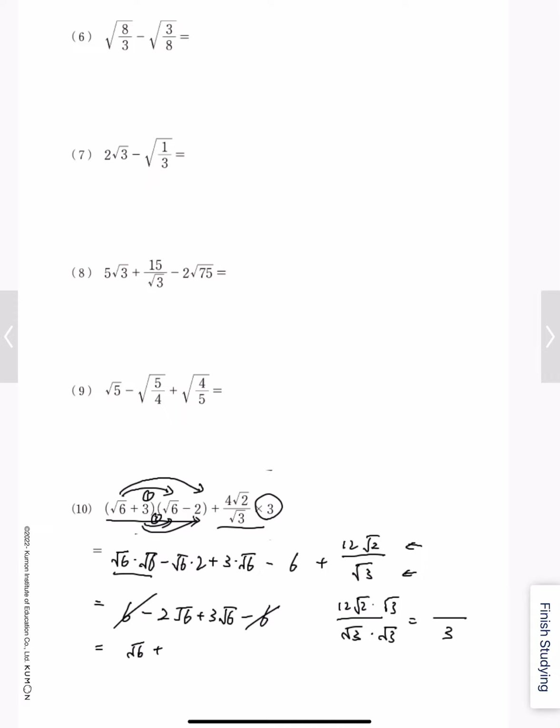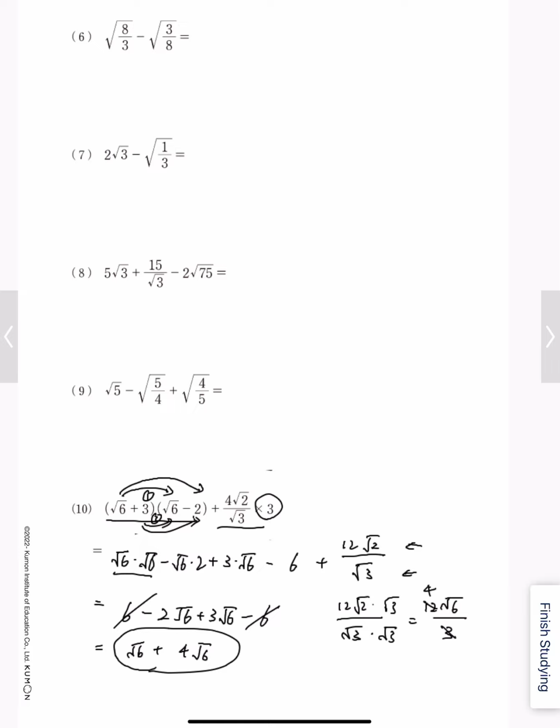And then on the top, you'll get 12 root 6. And then the 3 and the 12 can cancel, and the 12 will become 4. So the top will be 4 root 6, and you will no longer have a denominator. Sometimes you will still be left with a denominator, but right now you don't have any denominator. That's the answer for this part: root 6 plus 4 root 6.